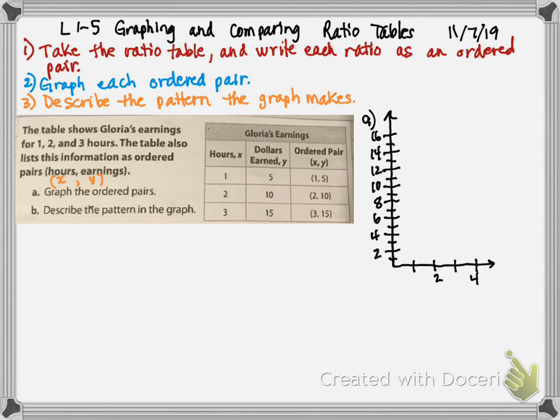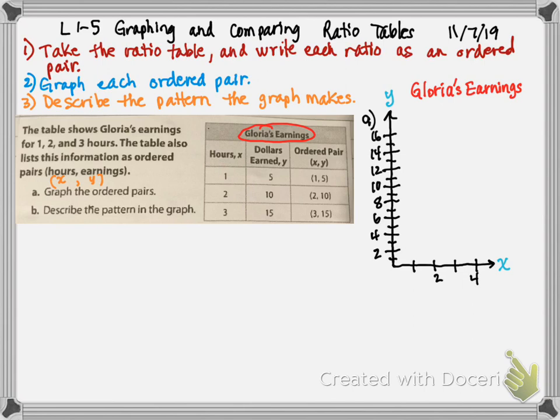Next, I better make sure that I label my x-axis x and my y-axis y. If I don't, I'm going to take points off. Okay, so everything you're seeing is what I expect. Now I'm going to go back and I'm going to read the graph. And it had a title called Gloria's Earnings. So my overall graph is going to get titled Gloria's Earnings.